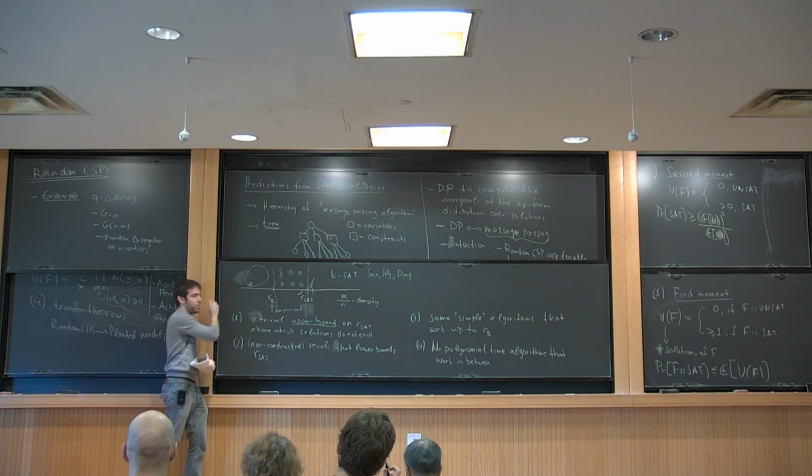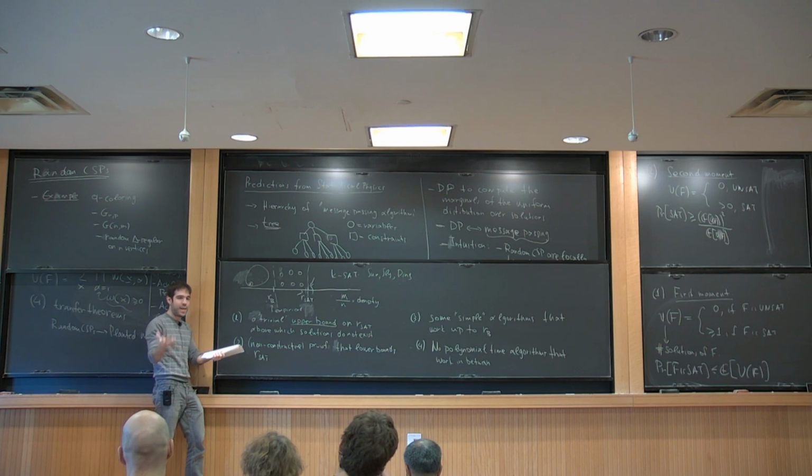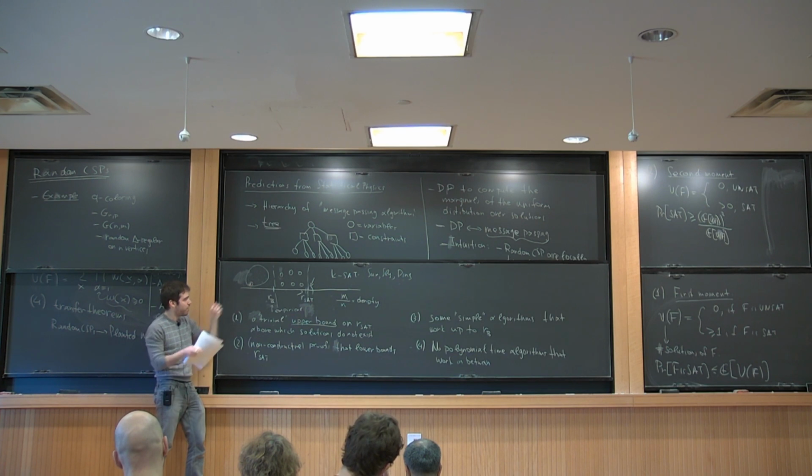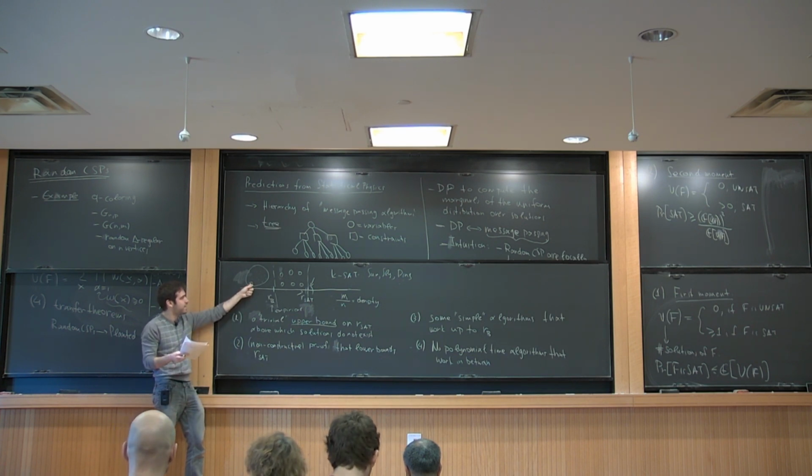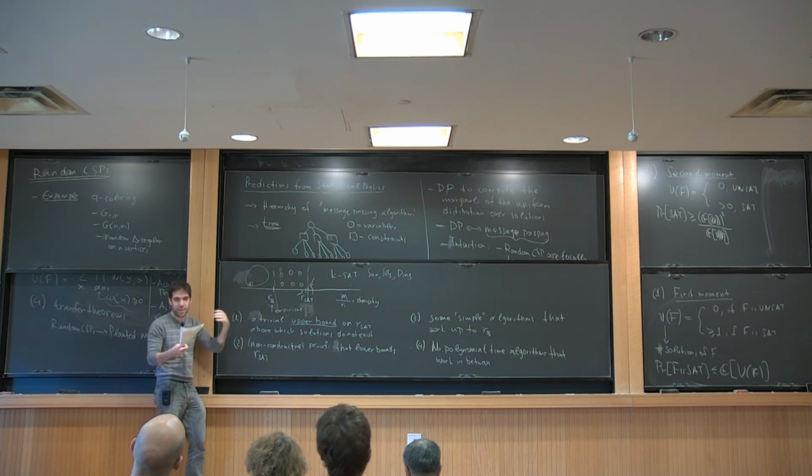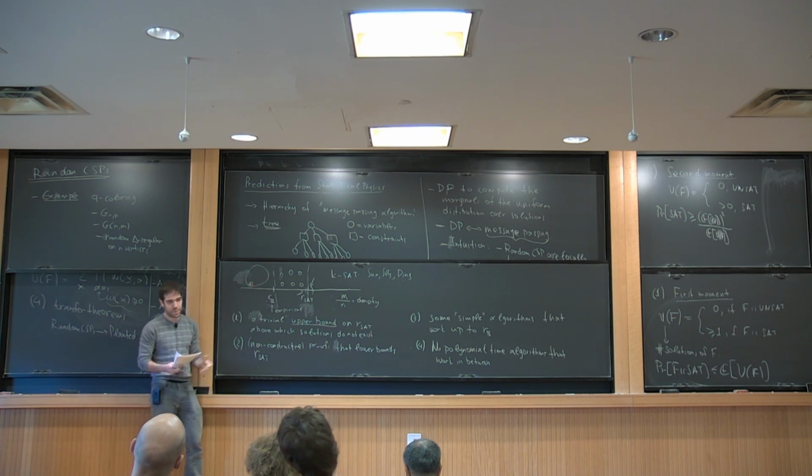By planting, I mean you choose a solution, say all zeros is a solution. Now you sample from the uniform distribution over k-SAT formulas on n variables and m constraints that have this all-zero assignment as a satisfying assignment. And they prove that locally, around the all-zero assignment, the geometry is very similar to the geometry around any of these solutions, and they can use this to understand these things.